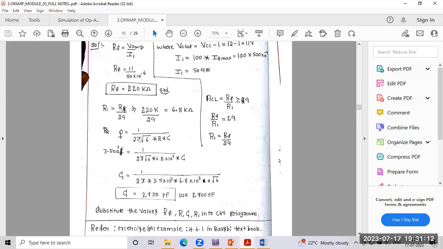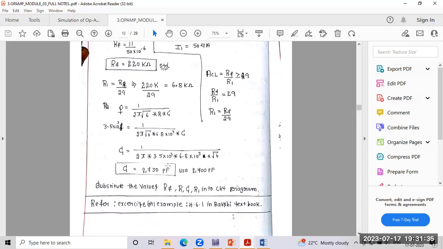F is equal to 1 divided by 2 pi root 6 into R into C. Here R1 equal to 220k divided by 29, 6.8 kilo ohm is going to come. Here everything we already know the values of, but we need to find out the C value. So extract C here and then substitute the values and get the answer, that is nothing but 2730 picofarad. Okay, this is how we are going to solve the problem.